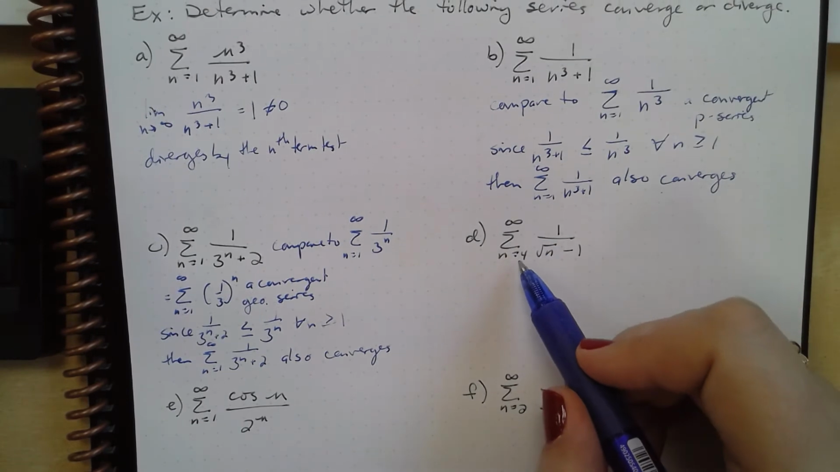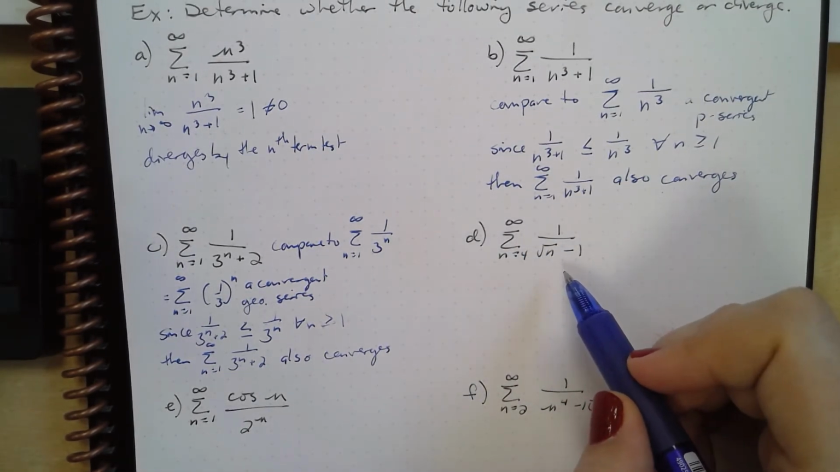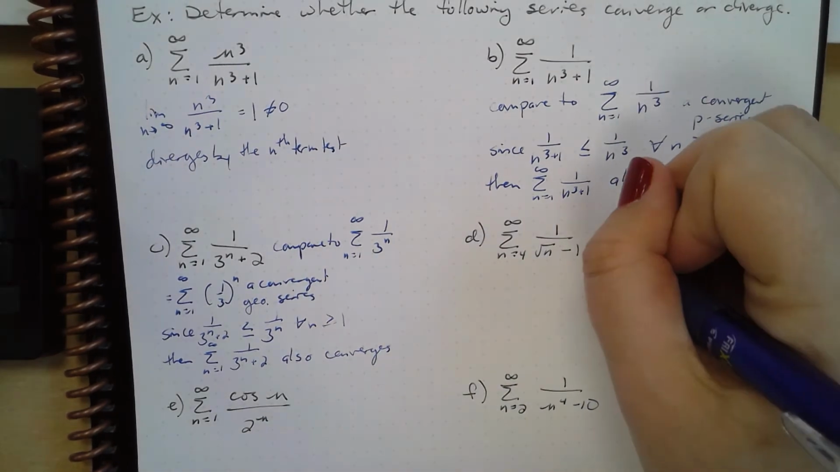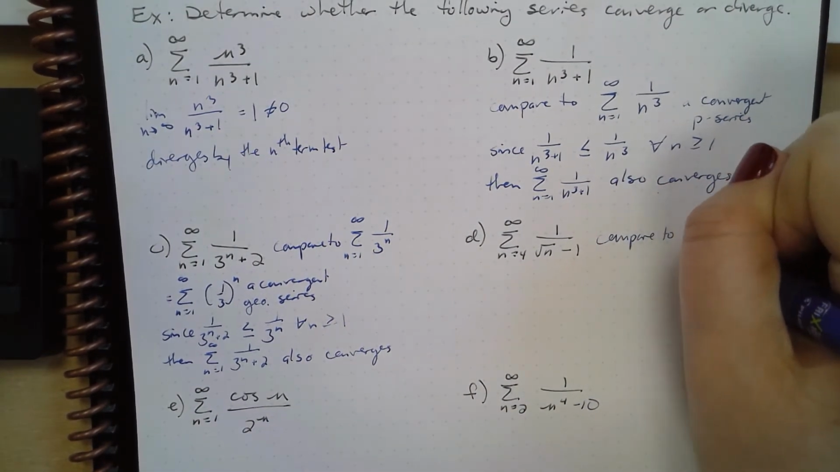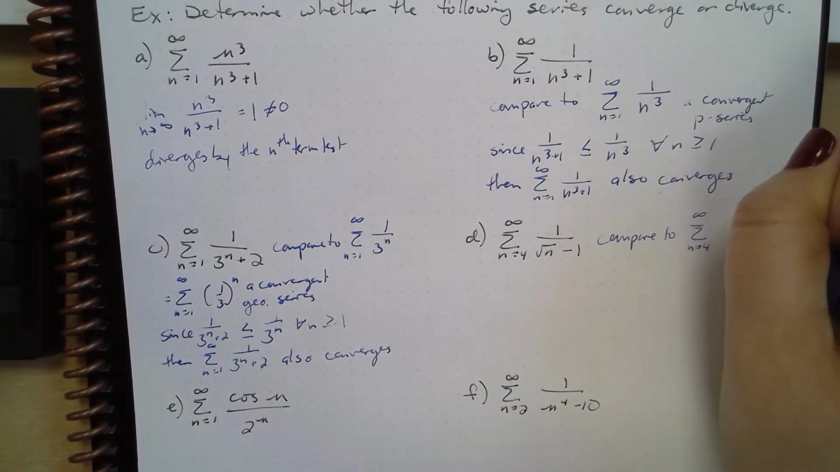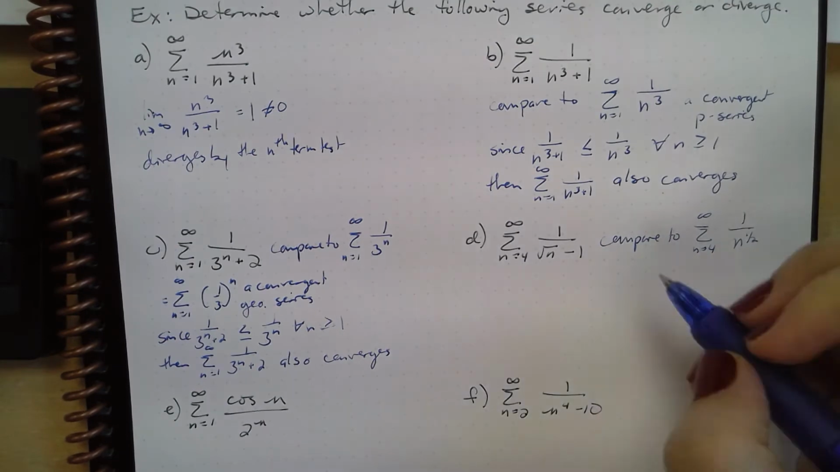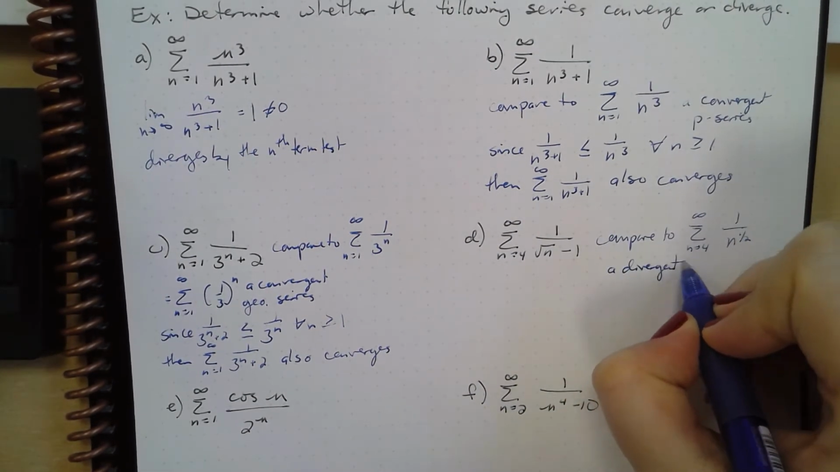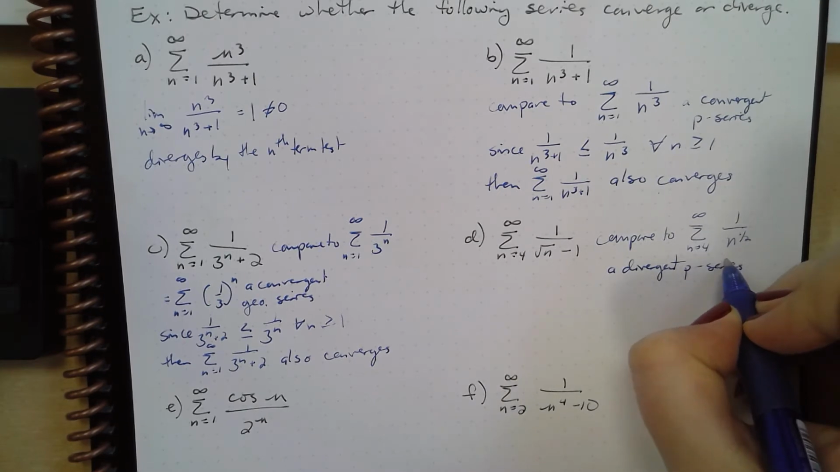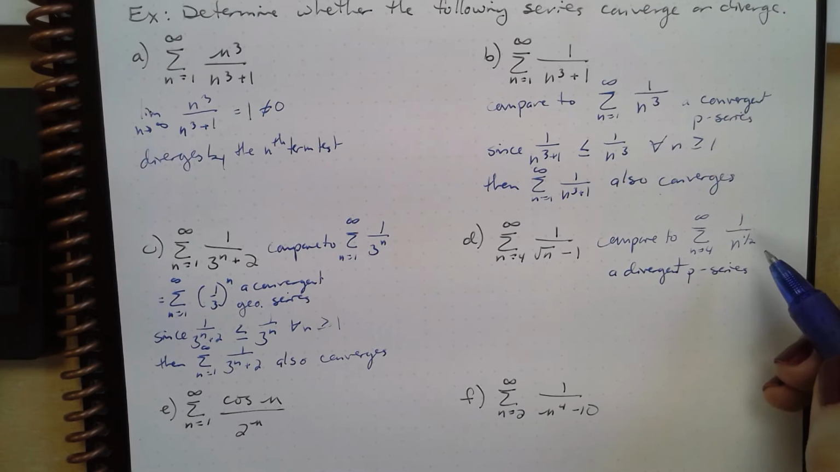All right, let's do this one. We have the sum from n equals 4 to infinity of 1 over square root of n minus 1. What do you think we can compare that to? Well, let's compare it to the sum as n equals 4 to infinity of 1 over n to the 1/2. And this is going to be a divergent p-series, because here p is less than 1.